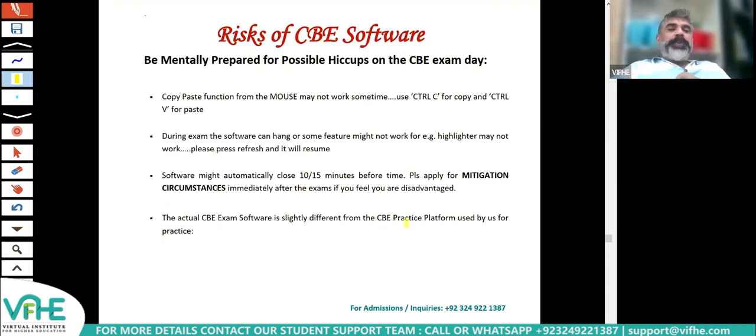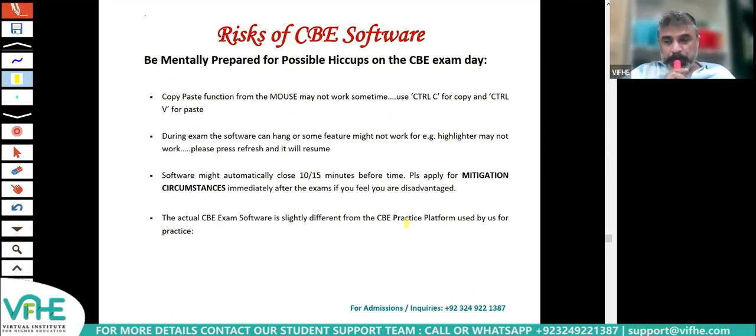Now, there are certain issues with the CBE software. Sometimes the copy-paste function from the mouse may not work. Copy-paste is a very important function because we will copy-paste some important information from the exhibits in our answer sheet, right? But sometimes when you use your mouse, it doesn't work. Another alternative is to use Control C for copy and Control V for paste. So if your mouse is not working, then you can select Control C, go to your answer sheet, Control V.